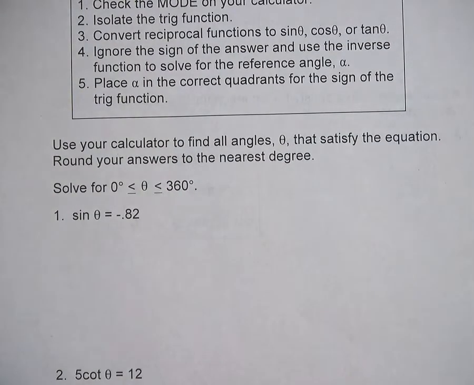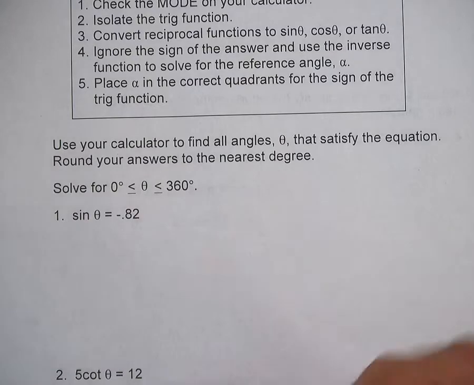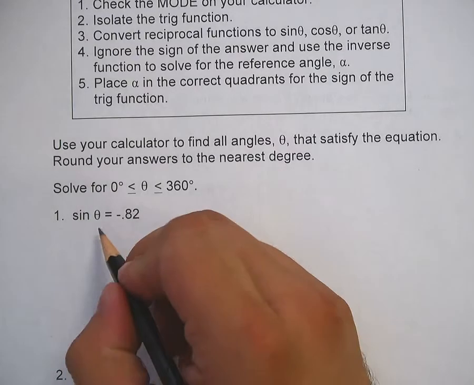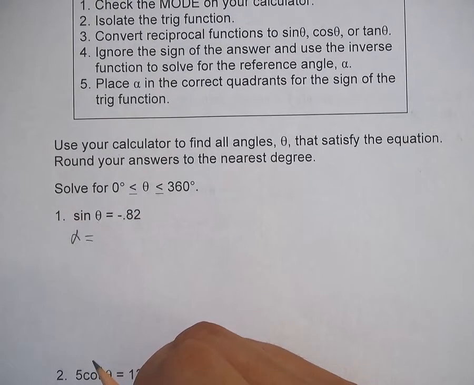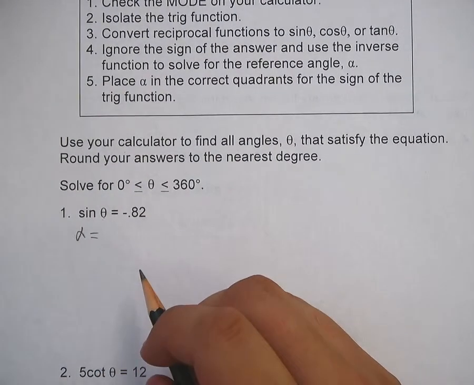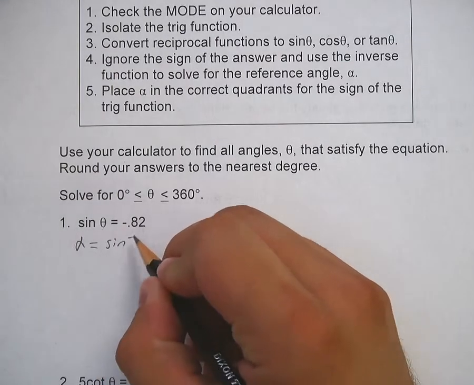Sine of theta is negative 0.82. That's fantastic, but that is not on our unit circle. So there's no possible way for us to come up with that unless we do something a little bit creative. So first off, we're going to come up with the reference angle here, or with the theta, in other words. So when I set this thing up, theta is going to be the inverse sine. It's the inverse sine, which is sine to the negative 1.